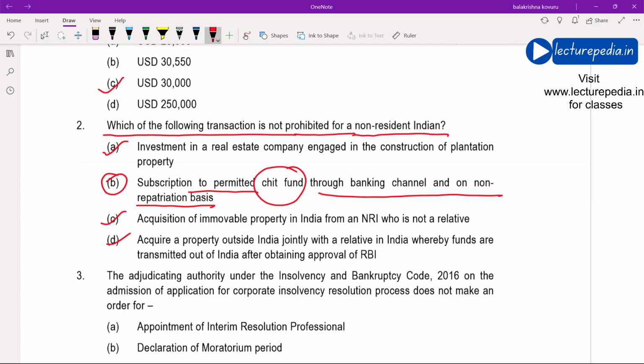Basically, even investment in this chit fund business is also prohibited, but there are certain exceptions provided to this chit fund business. What are the exceptions? The exceptions are that the amount has to be invested through proper banking channel, and the investment must be through a non-repatriation basis. If those conditions are satisfied, then the non-resident can invest in the chit fund business in India. Thereby option B would be the correct answer.